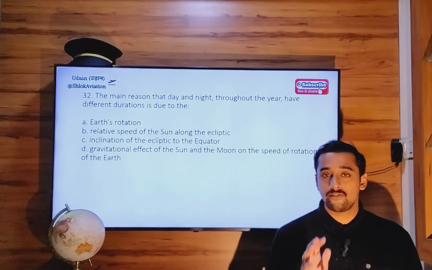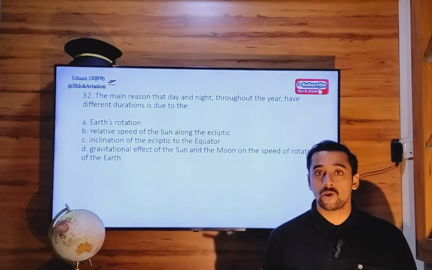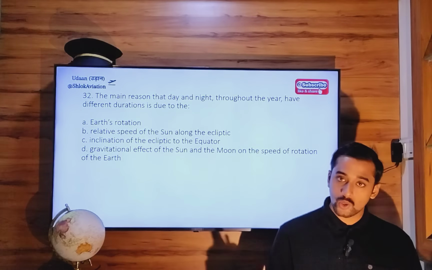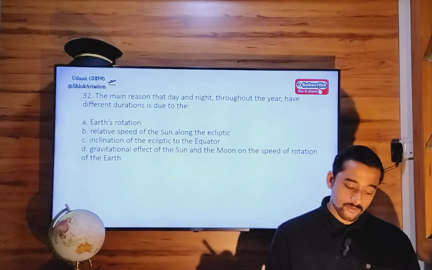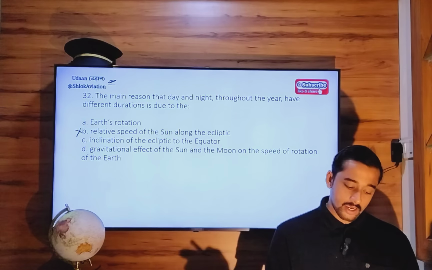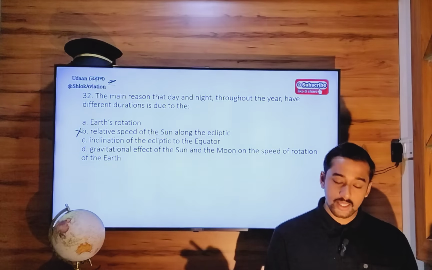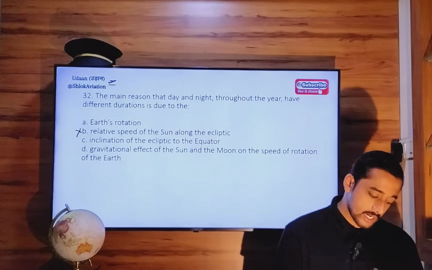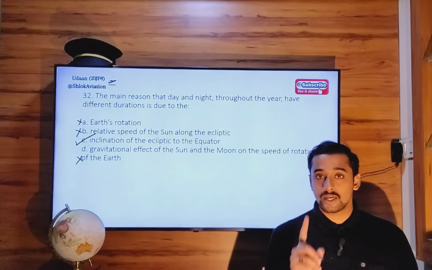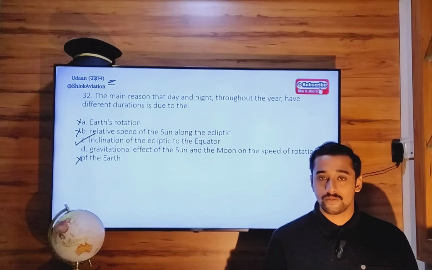Next, the main reason that day and night throughout the year have different durations is due to what? So we have different durations of day and night because of different seasons. In summers we have longer days, in winters we have longer nights. So is that due to Earth's rotation, relative speed of the sun along the ecliptic, inclination of ecliptic to the equator, or gravitational effect of the sun and the moon on the speed of rotation? So correct answer is inclination of the ecliptic, that is the Earth's orbit and the equator, right?